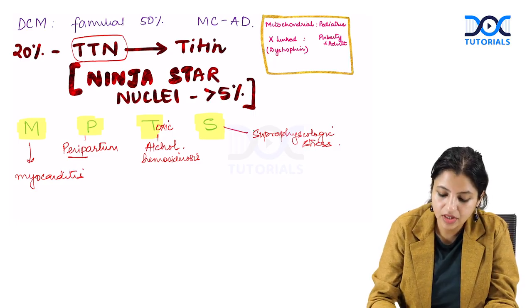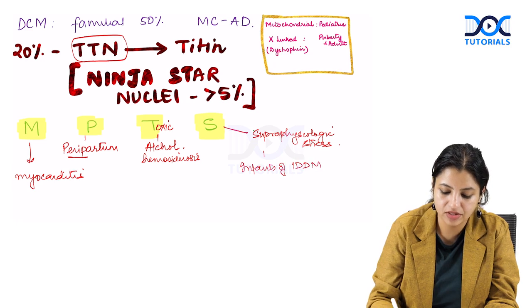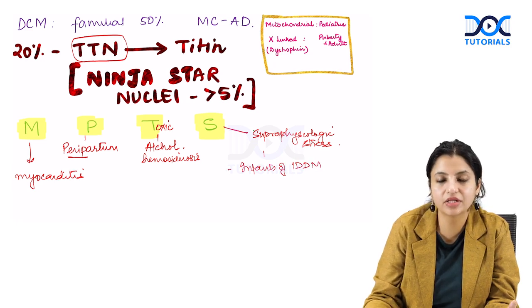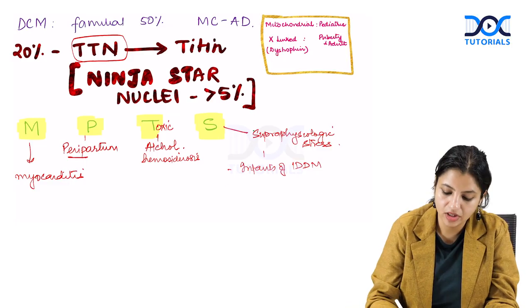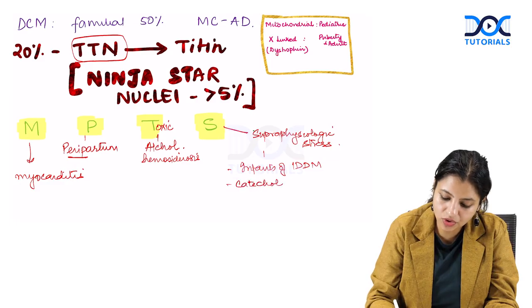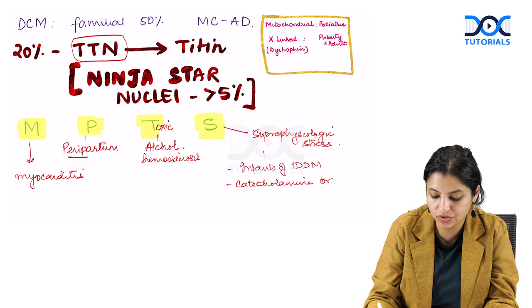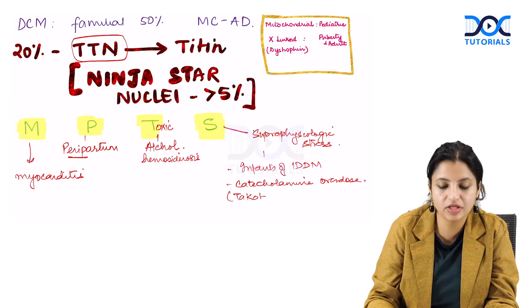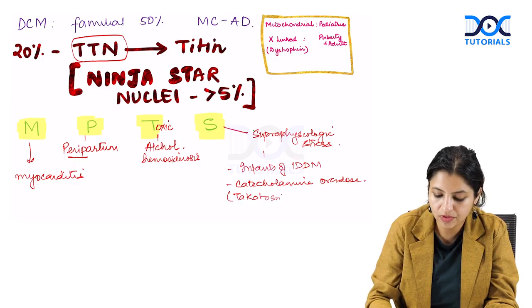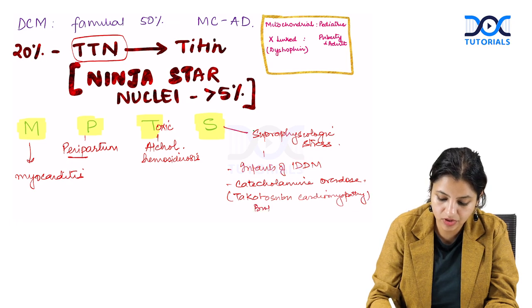Like, for example, if I'm saying what is one of the supraphysiological stress, like infants of insulin dependent diabetes mothers. Okay, infants of insulin dependent diabetic mothers usually have a lot of supraphysiological stress, so they can have dilated cardiomyopathy. Or catecholamine overdose. Okay, so in this regard we have a cardiomyopathy which is Takotsubo cardiomyopathy, which is also called as broken heart syndrome. Okay, broken heart syndrome.